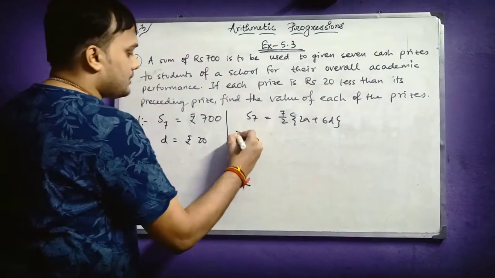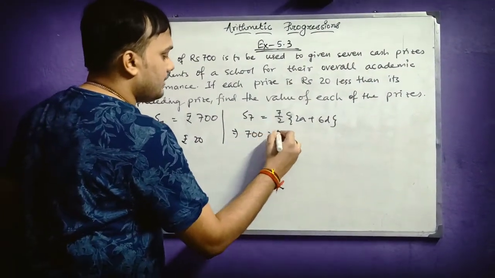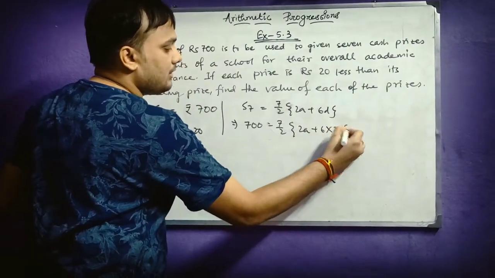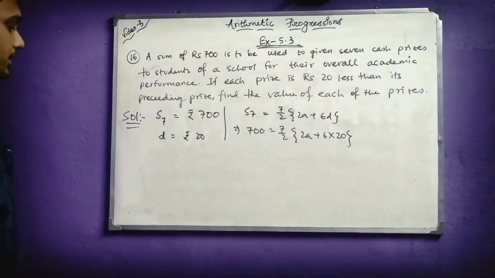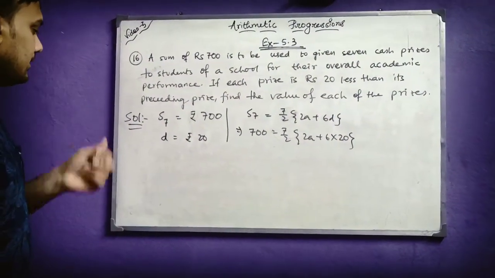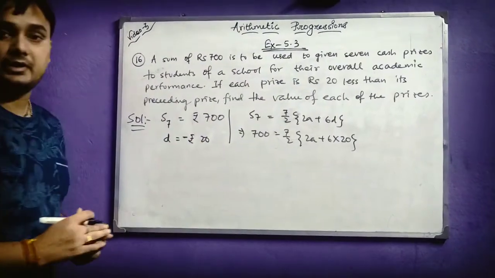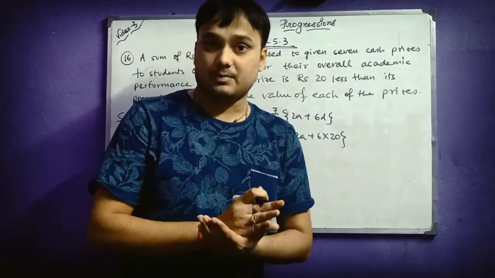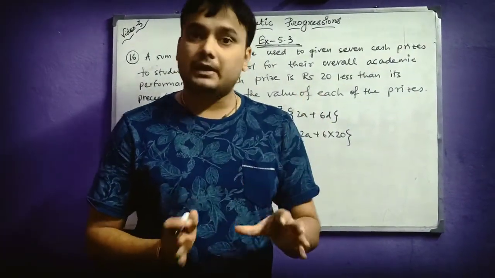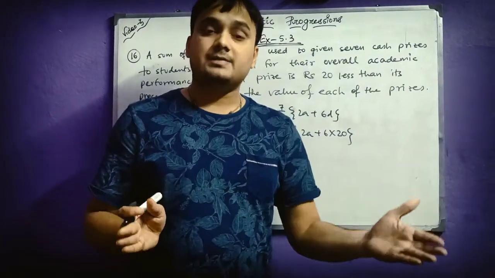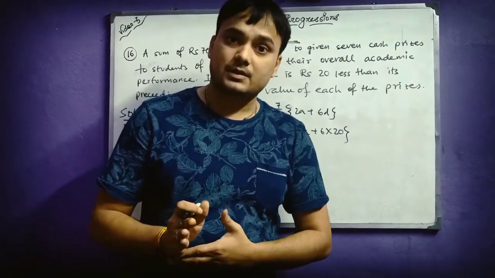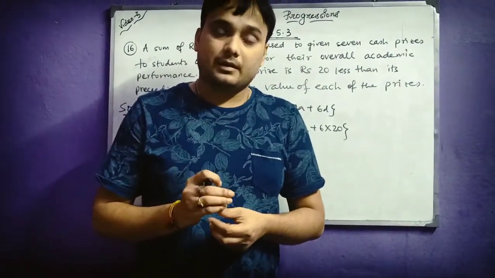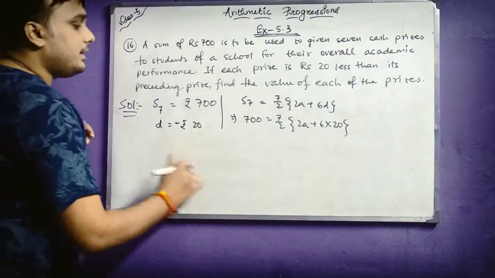So what is S7? It is 700. 7 by 2 times (2a plus 6 into d). How much is d? D is 20. I have taken d as 20, but we have to take d as minus 20. Why? Because if I am considering the first price as the maximum one, the second price will be rupees 20 less than the first price, and the third price will be rupees 20 less than the second price. So this is a decreasing sequence. Definitely d will be negative, so we will take d as negative here.